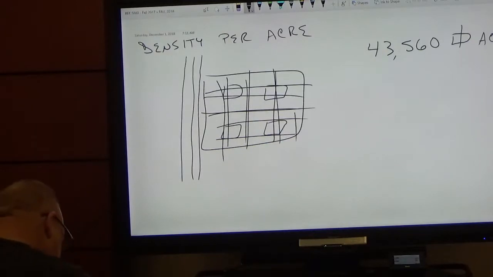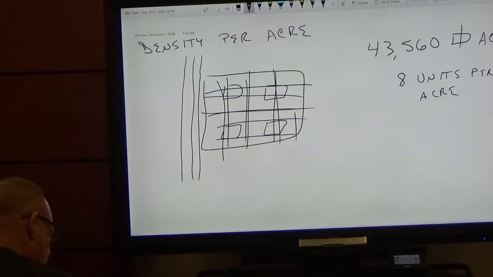Give me a density per acre for some sort of residential use. For some particular type of residential use, give me a typical standard density per acre. Multifamily, like eight units per acre. Okay, so we say 8 units per acre. Keep it simple. All right, so 8 units per acre.